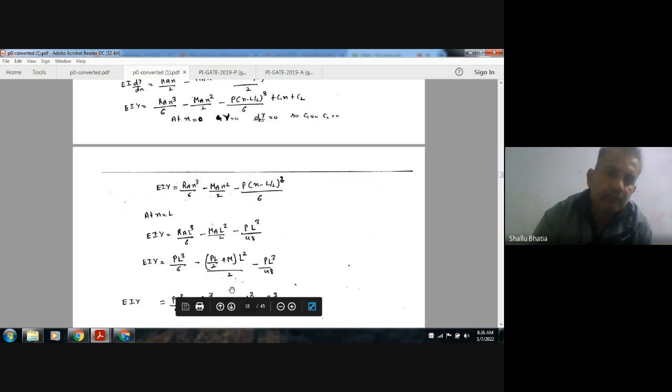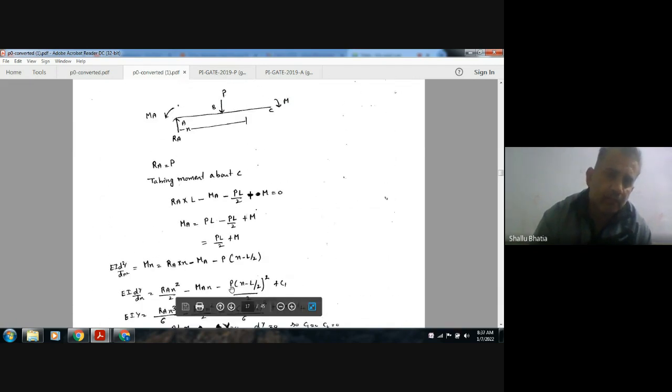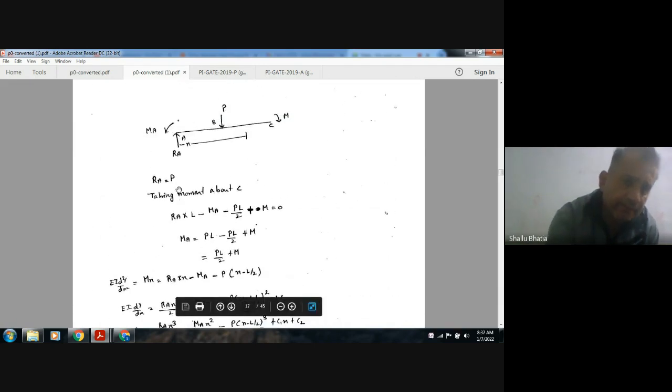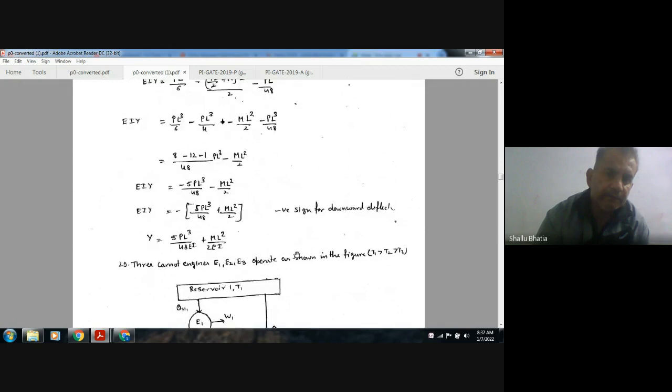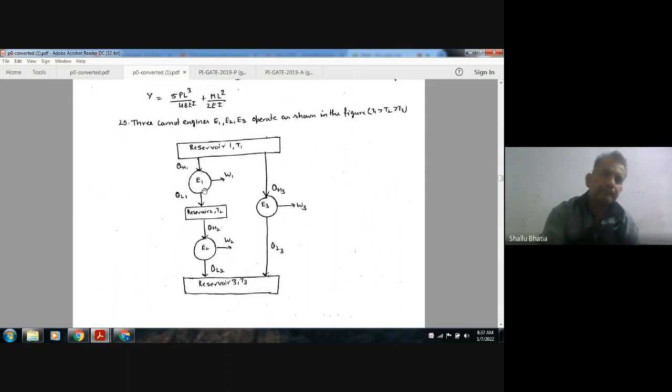So here, first of all, we have to find out RA and MA by taking moment and balancing vertical load. Then you have to use integration and put the boundary condition that at the fixed end the slope is 0 and the deflection is 0. So C1 and C2 are 0. Then we can find out the deflection by putting x is equal to L. Okay, next.